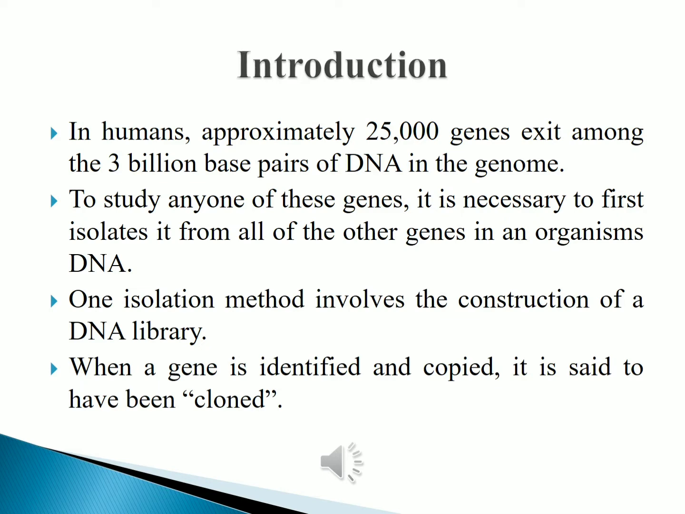If we take human as an example, there are approximately 25,000 genes among 3 billion base pairs of DNA in the human genome. So, in order to study any one of these genes, it is necessary to isolate the specific gene from all of the other genes. One of these isolation methods involves the construction of DNA library. And the process by which a gene is identified and copied is known as cloning.